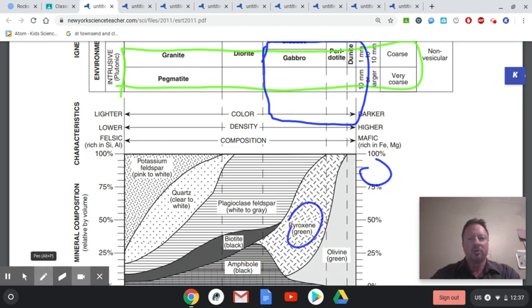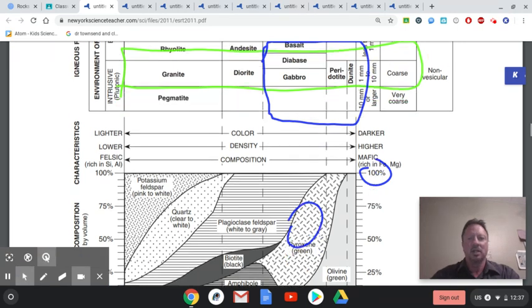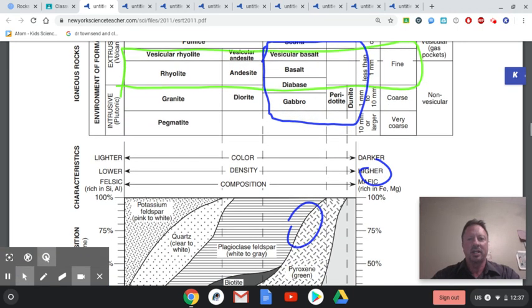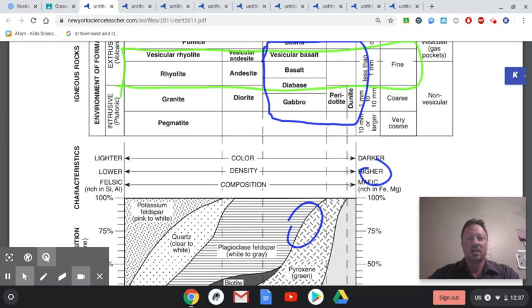When we're looking for, oh, I moved my boxes. When we're looking for a fine-grained mafic rock, we're going to basically be talking about basalt or diabase. Now it says vesicular basalt in here too, but the fact that it says the word vesicular would lead me to think that we're talking about a different texture, vesicular texture.